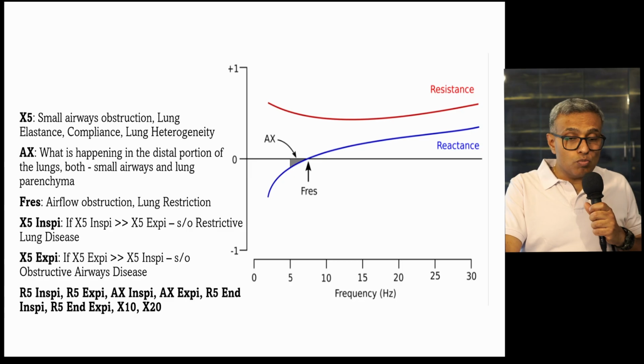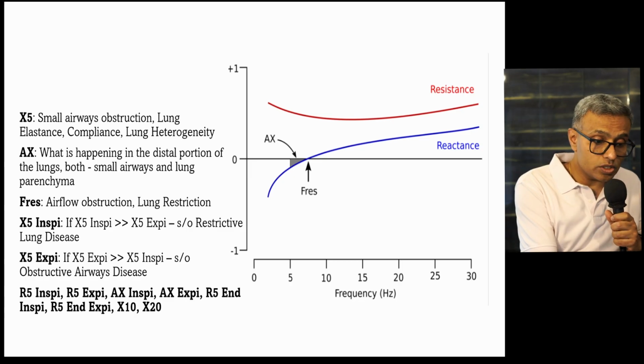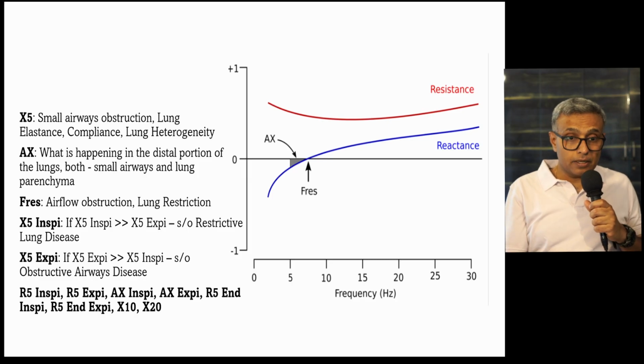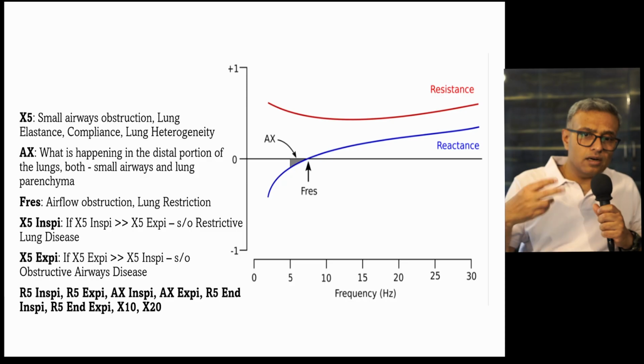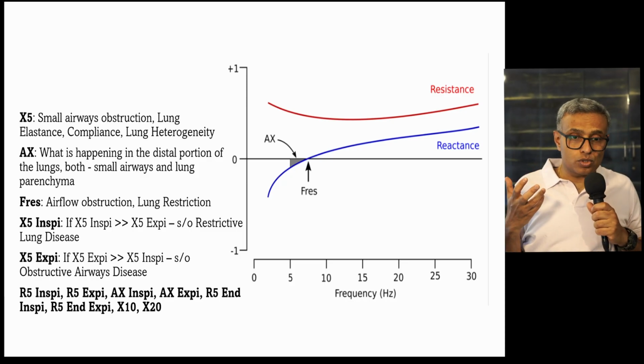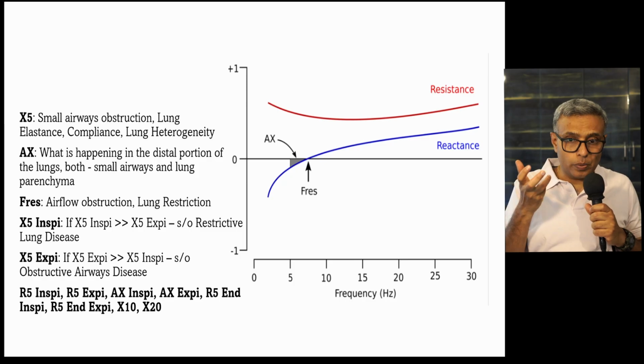X5 is the small airway obstruction. Lung elastance, compliance, and the lung heterogeneity is depicted by that. And AX, see, this is the delta curve, which is what is happening in the distal portion of the lungs. Both the small airways and the lung parenchyma are depicted by the AX values.